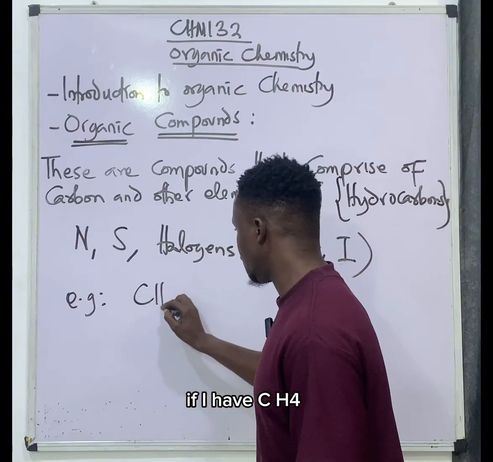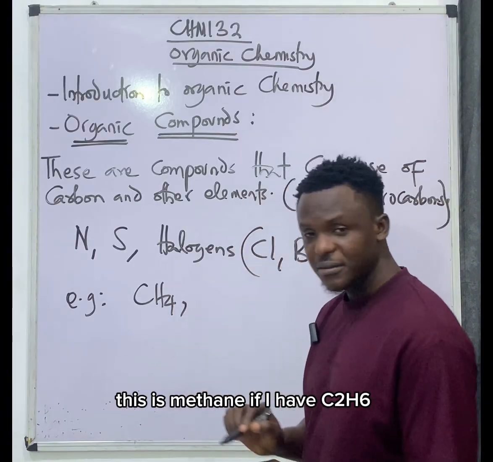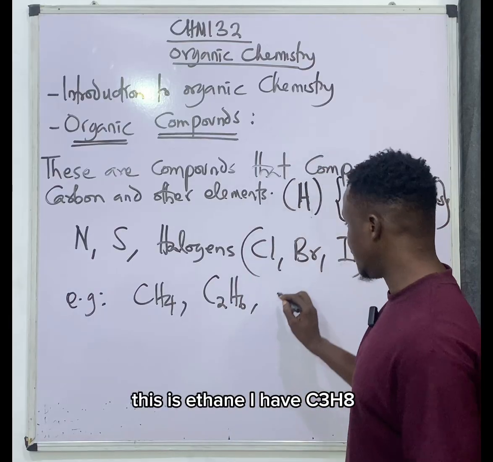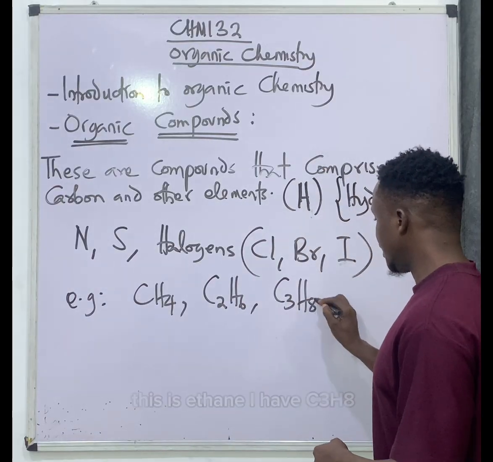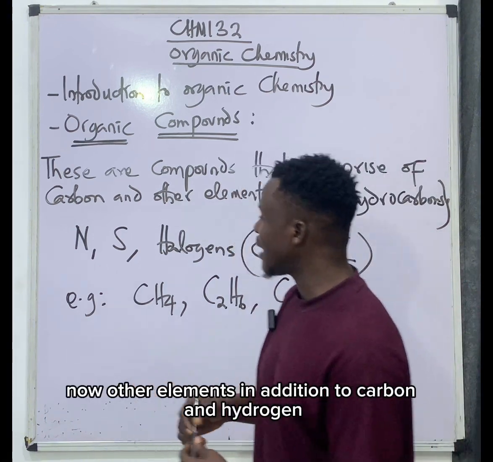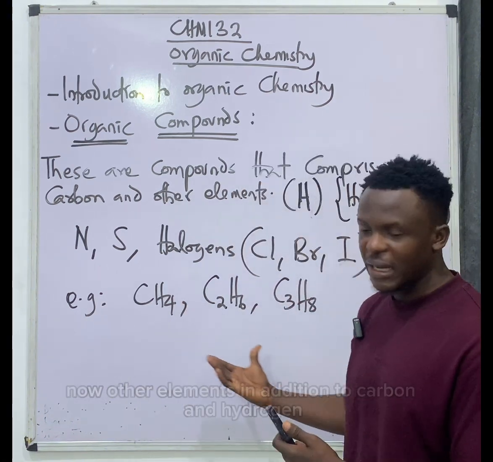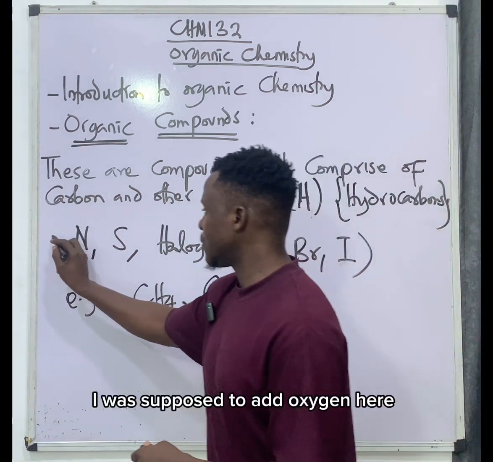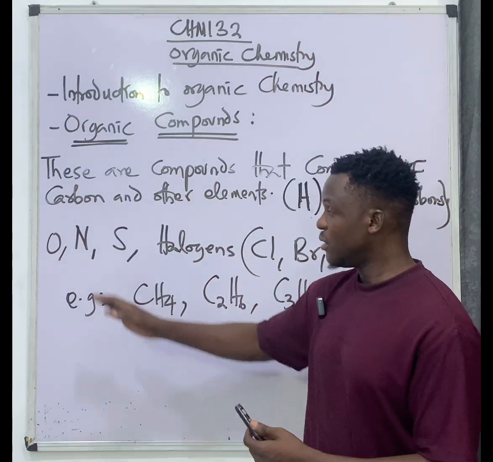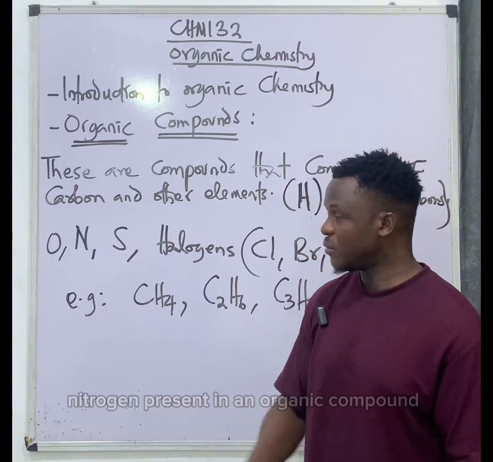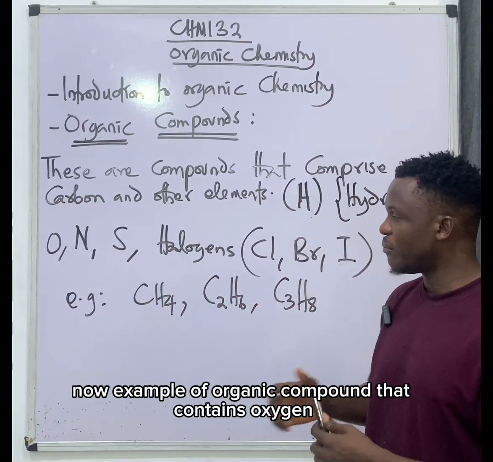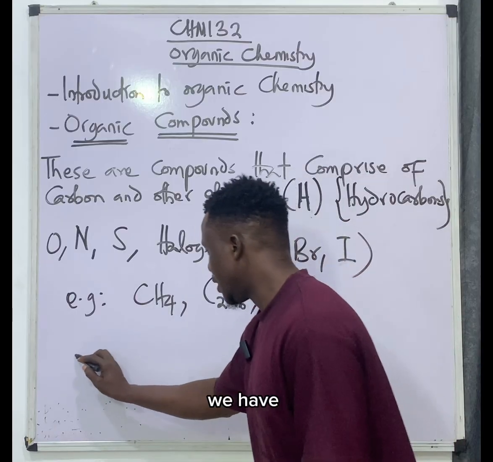Now, examples of such compounds, which are the hydrocarbons. If I have CH4, this is methane. If I have C2H6, this is ethane. I have C3H8, this is propane. All right. Now, other elements, in addition to carbon and hydrogen, we can also have, sorry, I was supposed to add oxygen here. We can also have oxygen present in an organic compound, nitrogen, sulfur, and of course, halogen.